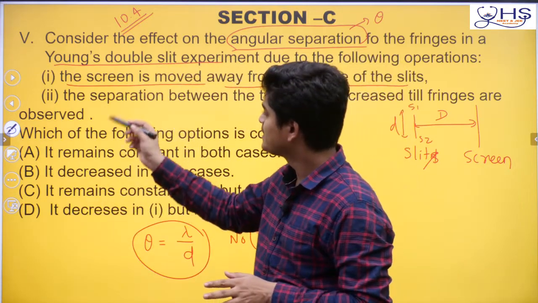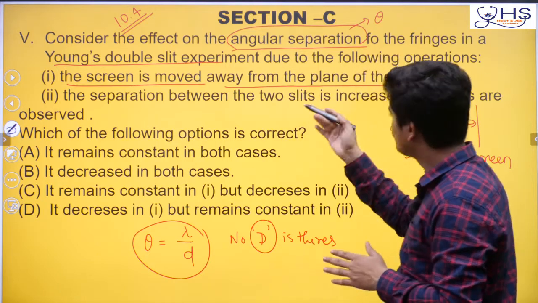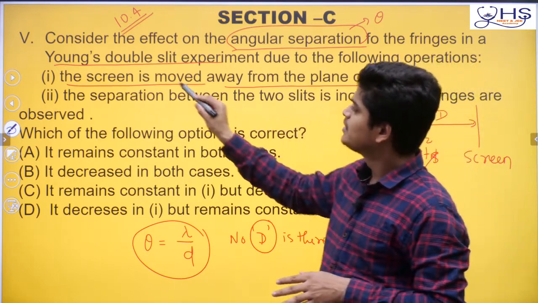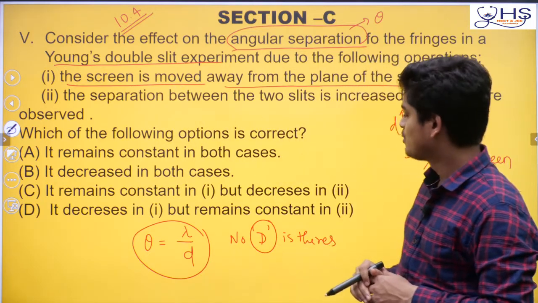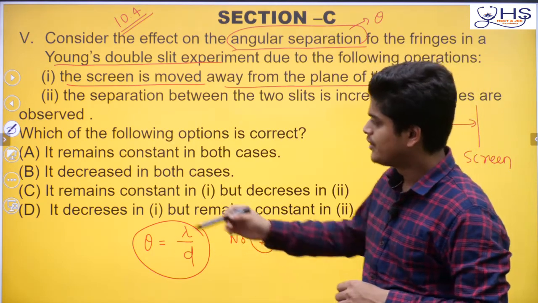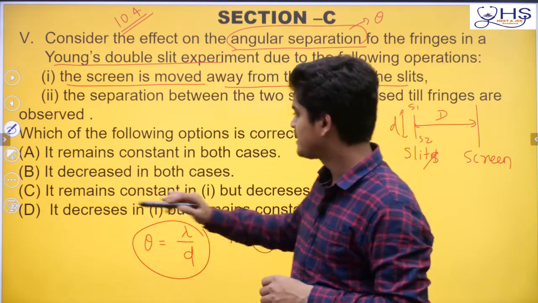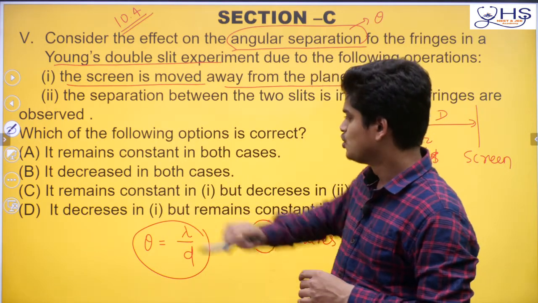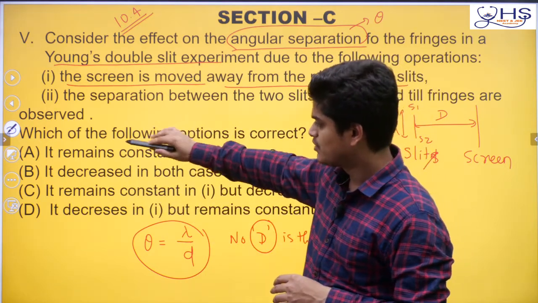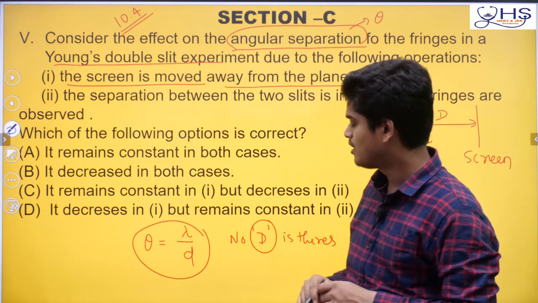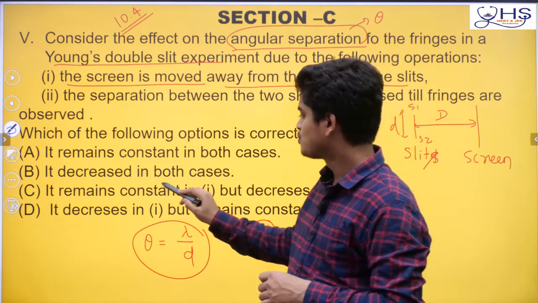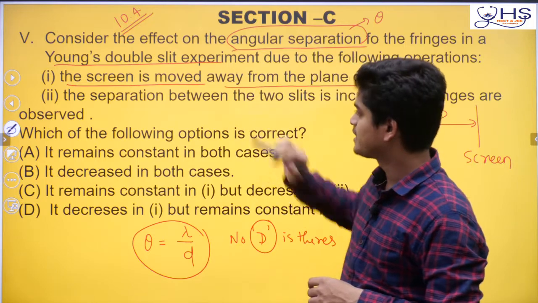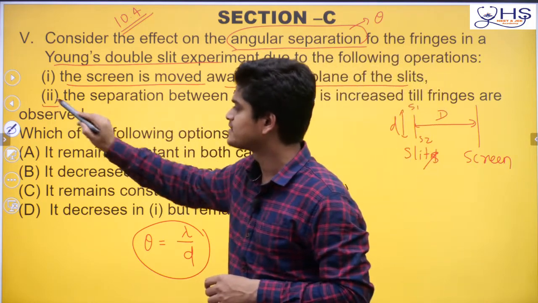Here, if you are moving the screen away, what will happen to the angular separation? No change. If you see here, option A and option C are telling it remains constant in both cases; it remains constant in the first operation. So within A and C we have to check one answer. For the first, remains constant is correct. Now we have to check the second operation.